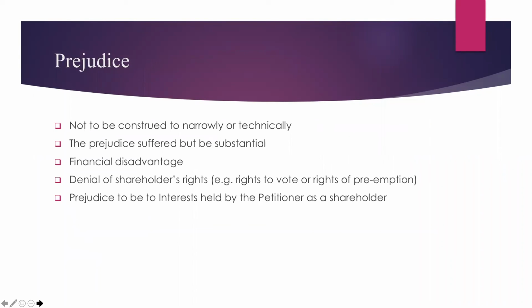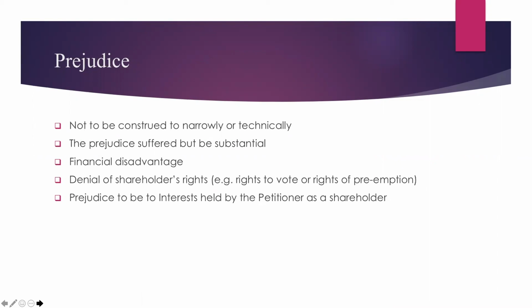Turning lastly to the other element that needs to be satisfied in order to engage the jurisdiction, the requirement that there should have been prejudice suffered by the petitioner. This is generally not too difficult an aspect of this jurisdiction for the petitioner to establish. It's quite clear that the concept of prejudice doesn't require a narrow or technical construction. It's equally clear that the prejudice suffered must be substantial. Mere trivial prejudice will not be considered sufficient to engage the jurisdiction.